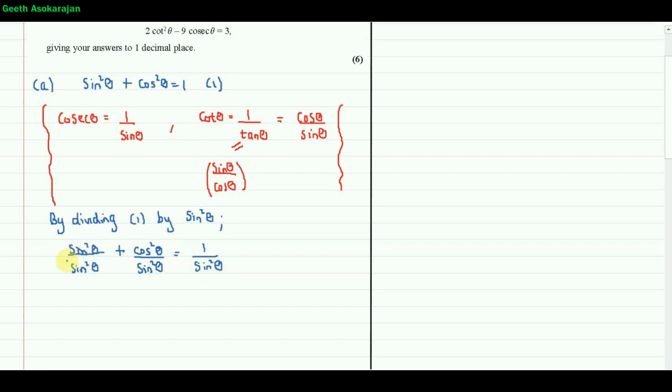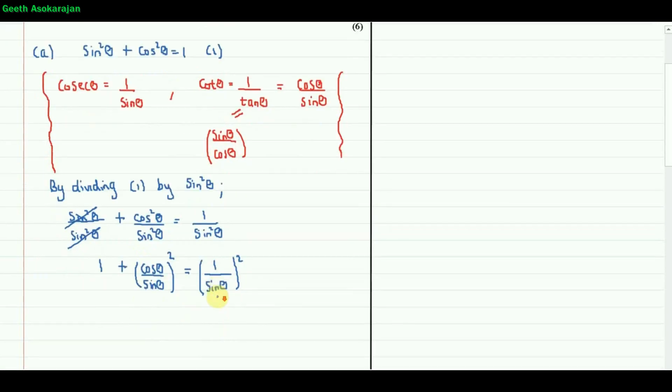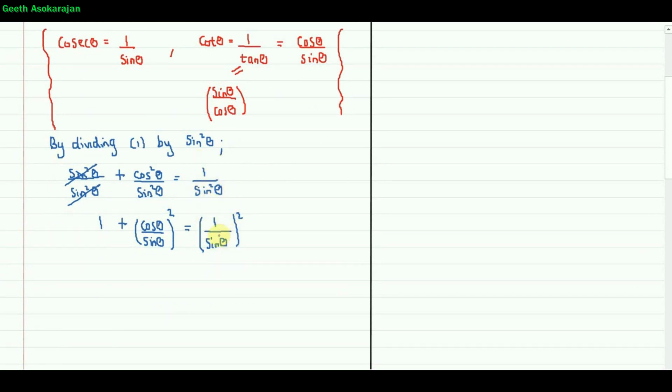Now as you can see, I can cancel this sine squared on the top by the sine squared below. So I'm going to have 1 plus cos squared theta over sine squared theta. Let's rewrite that as cos over sine theta, keep that in a bracket and square that bracket. I'm sure you would agree that this is the same as this, and that is equal to 1 over sine squared theta. Let's rewrite that as 1 over sine theta in a bracket squared. I'm sure you would agree that this and this are the same.